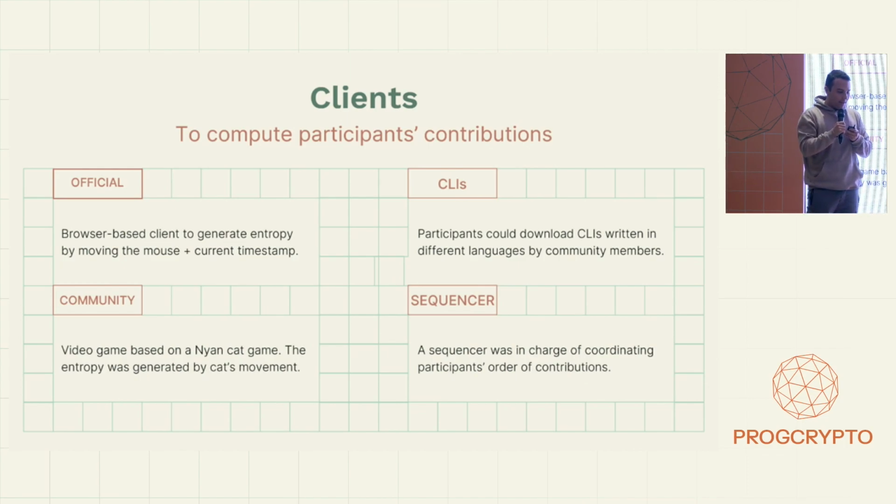We also had some CLIs. So if you didn't trust the browser, you could run your own Rust client or your own C client and compute the ceremony. There were also other things, like community browser clients that were developed. There was a really nice cat game where you move the cat, and the movement of the cat will generate the entropy. And we also needed a core part, which was the sequencer. The sequencer was this server, this coordinator, that was in charge of keeping the sequence of participants.